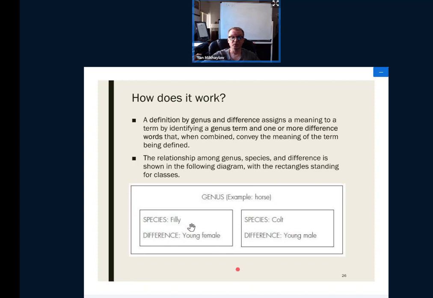Couple other examples. If you're looking for a definition for the word filly. What is a filly? It's a type of horse. So your genus would be horse. And what's the difference? It's a young female horse. How about colt? You're looking for a definition for the word colt. Well, it is also a type of horse, but what is the difference here? It's a young male horse.